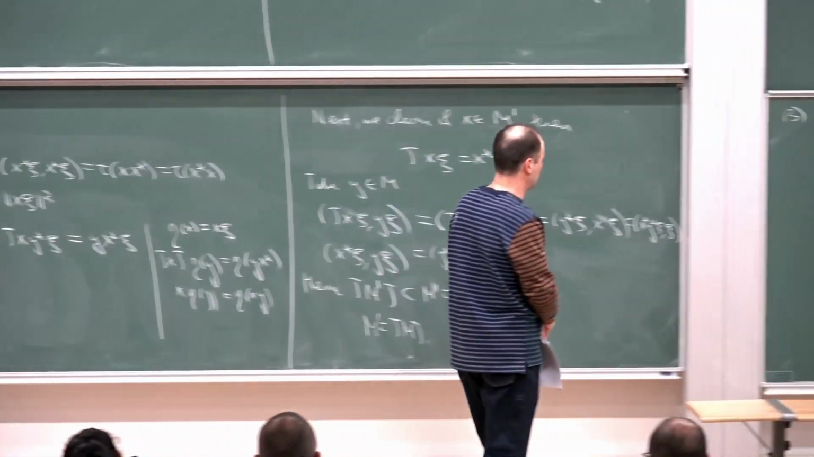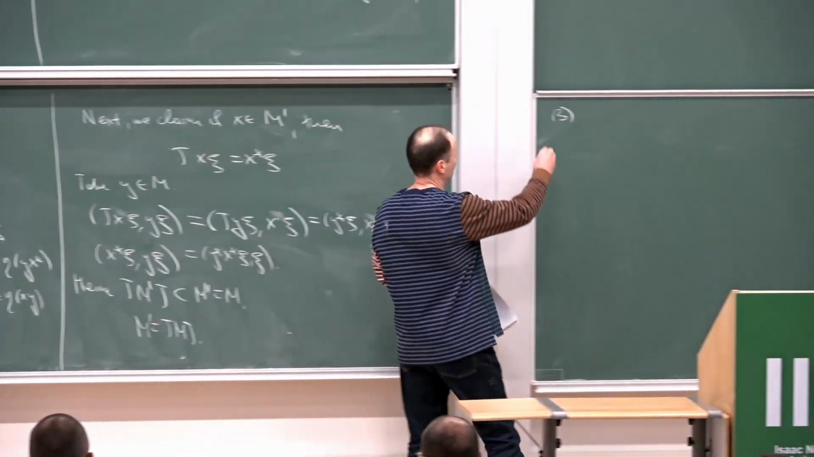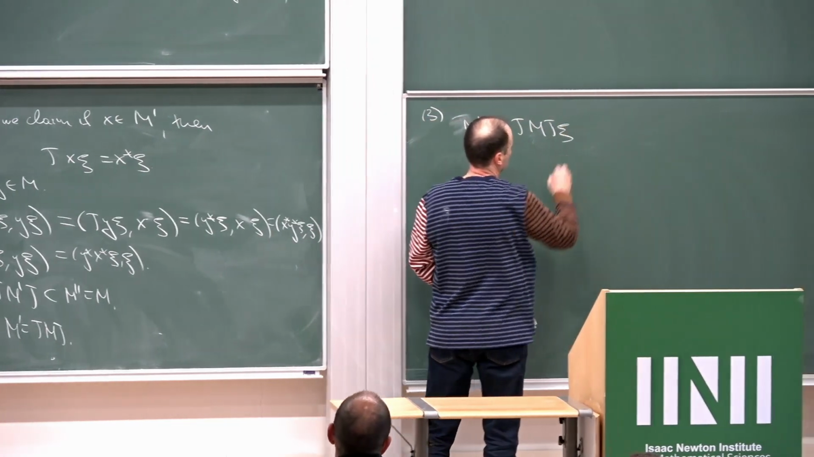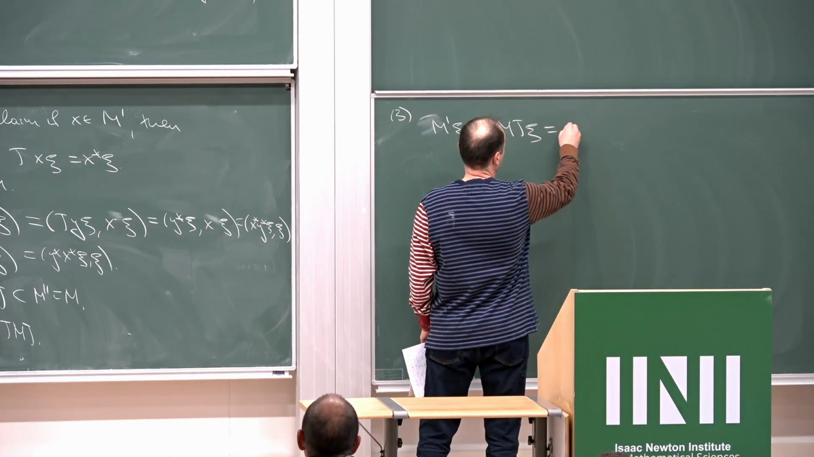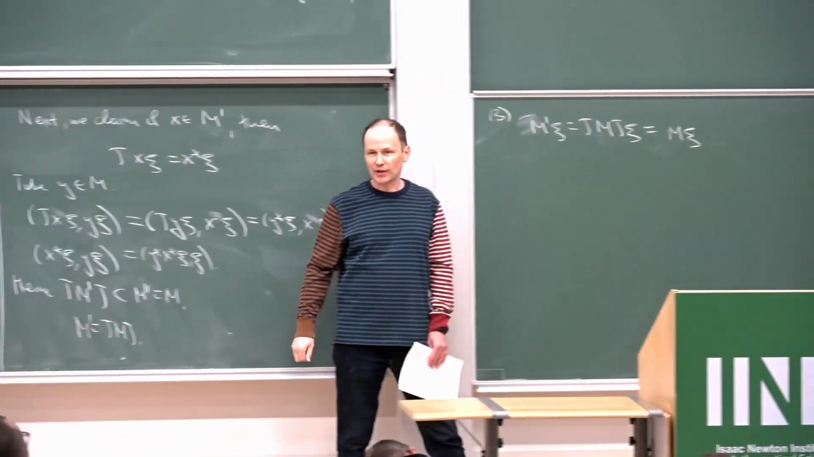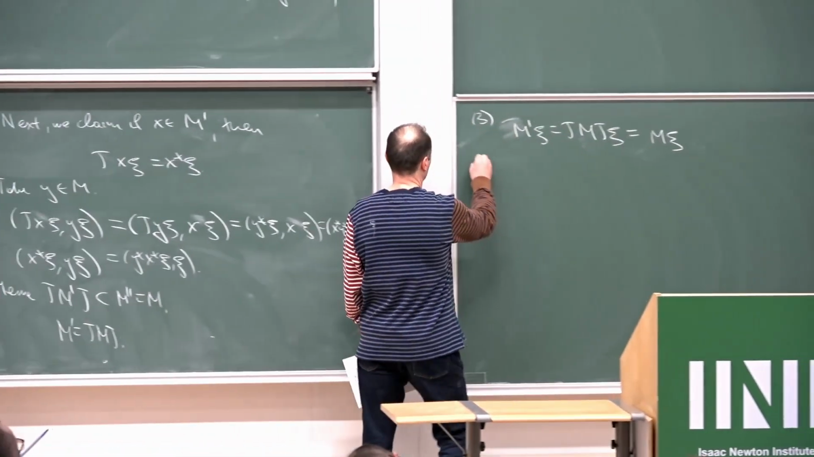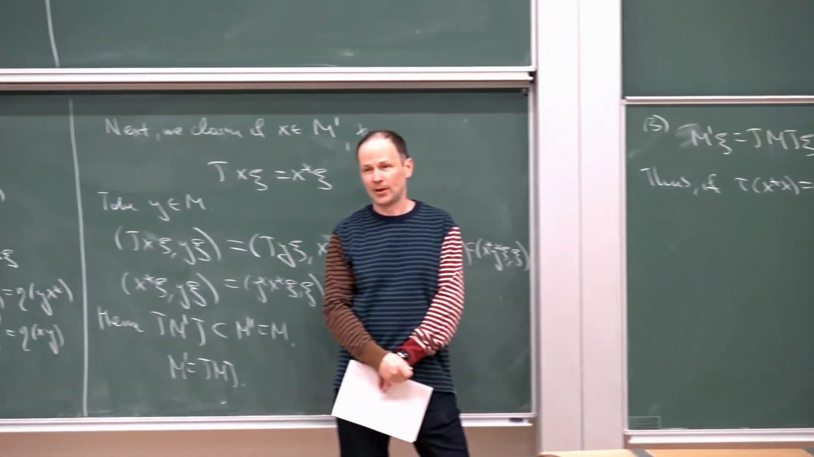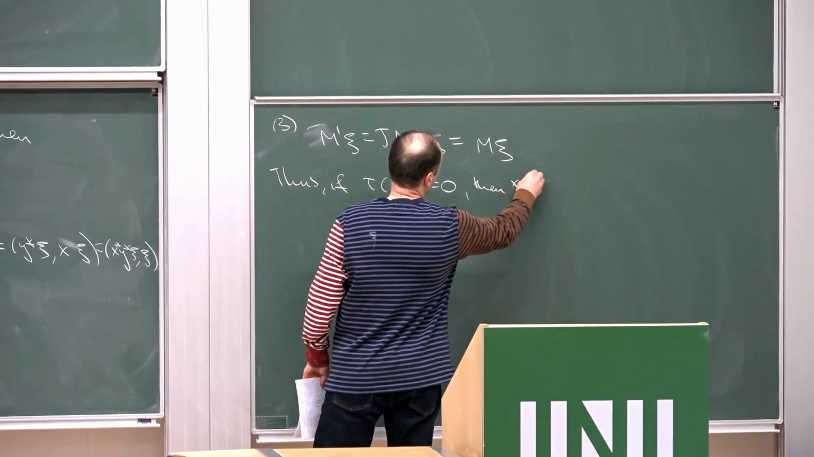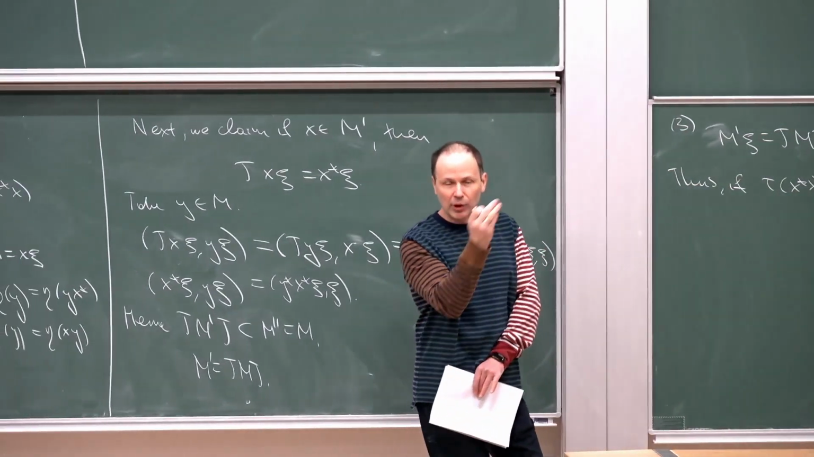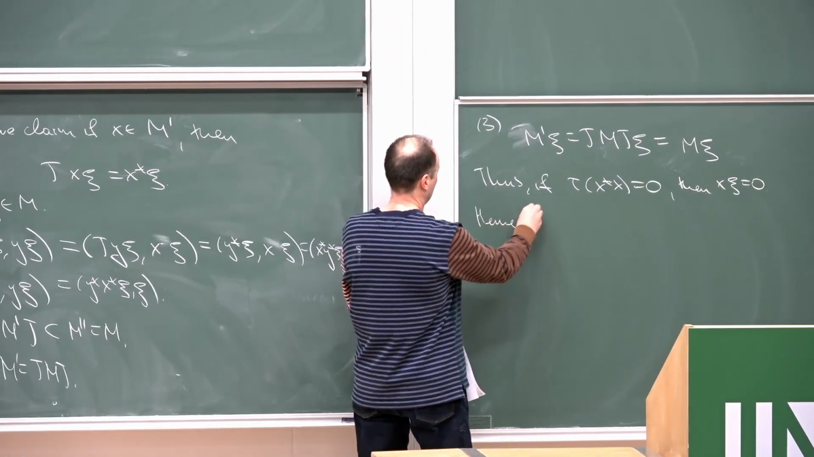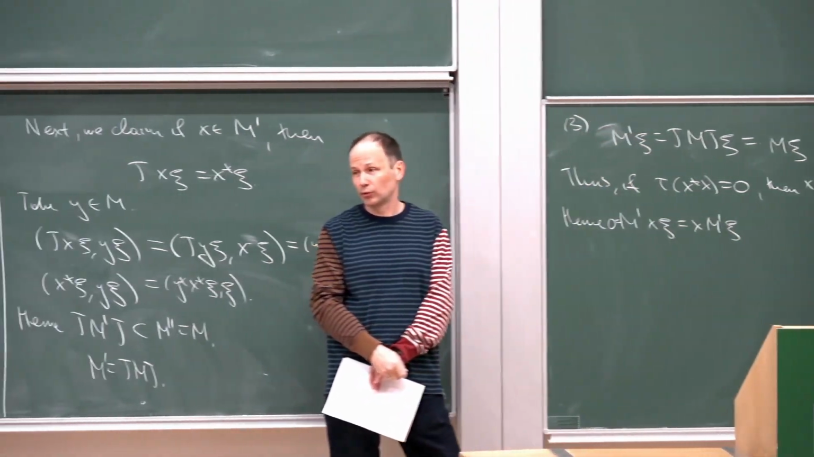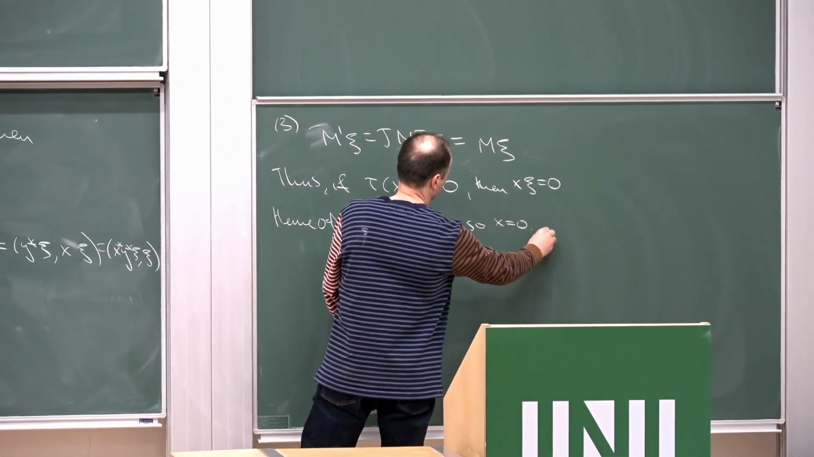So now let's just check first that psi is a cyclic vector for M prime. What we have is that M prime psi is J M J psi, which is the same as M psi. So this is dense in H. Therefore, if we have that x is equal to 0, this means that x psi is equal to 0. But then if we apply M prime on the left, M prime 0 is M prime x psi, is x M prime psi, so we can conclude that x is actually equal to 0. This is what we want.